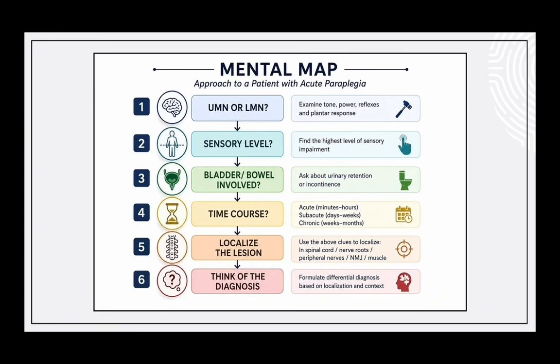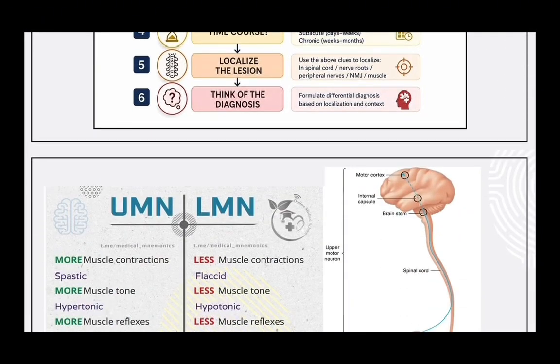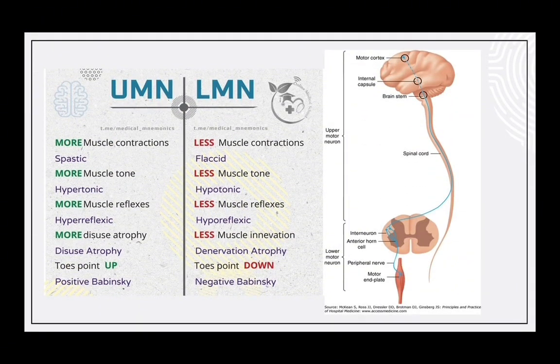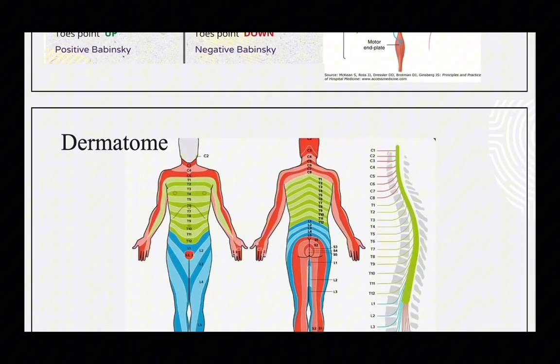This is the mental map, and we'll go through each step. Step number 1. Our first question is simple. Are we dealing with an upper motor neuron lesion or a lower motor neuron lesion? Because that single decision immediately removes half of our differential diagnosis. Hyperreflexia, spasticity, Babinski sign, these point toward an upper motor neuron lesion. Flaccidity, reduced reflexes, muscle wasting, these suggest a lower motor neuron lesion. Our patient has hyperreflexia, so we are already thinking above the anterior horn cell.